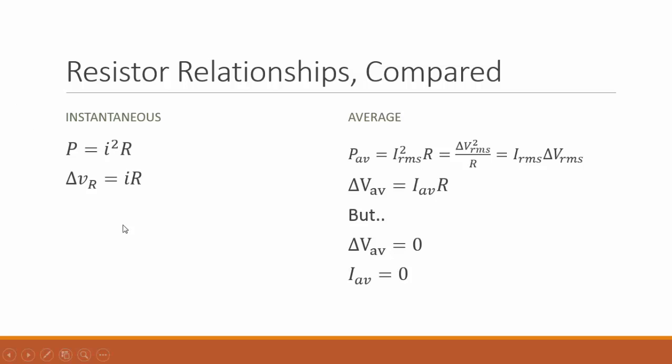Same thing for the voltage drop across a resistor. It is still given by the same formula. The only thing is we change the notation, so this is now a lowercase v and a lowercase i.